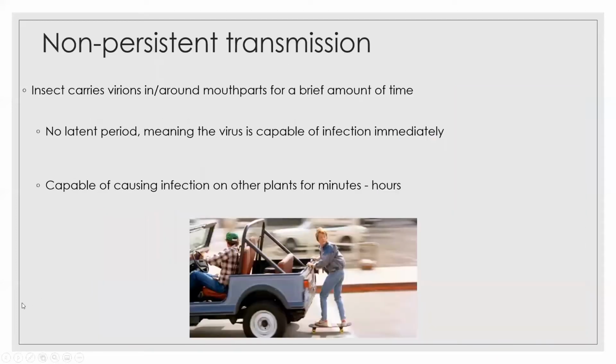Up next, we got non-persistent transmission. With non-persistent transmission, that bug's going to eat that infected plant and it's going to get the virus particles inside or around its mouth parts, but just for a brief amount of time. So there's no latent period, and anything that it eats right away is basically going to be capable of becoming infected right away. And it can cause this infection while it's on its mouth parts for minutes to hours.